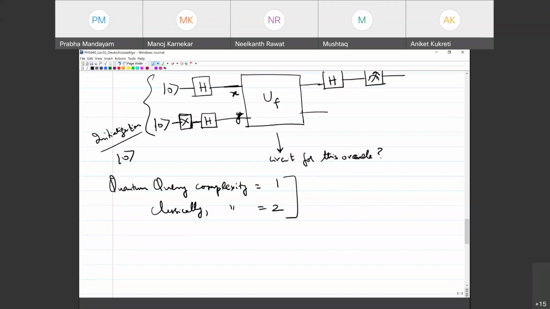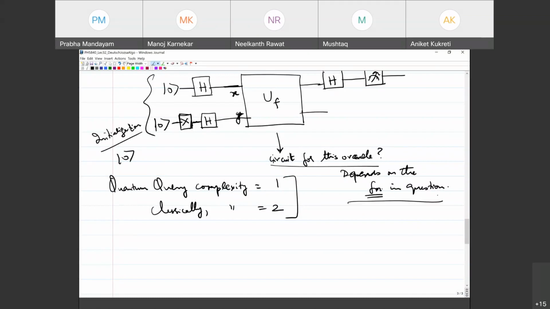But what about the circuit for this oracle? Now, the circuit for this oracle actually depends on the function in question, right? So depending on what f is, we will have a certain unitary matrix that we will write down. And then we will try to decompose it in terms of the elementary gate set in the architecture. And that's how this circuit gets built. So I cannot a priori give you a circuit for this. That will have to be constructed based on the problem.